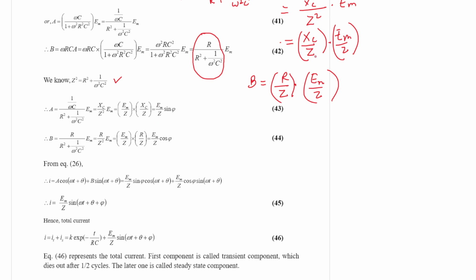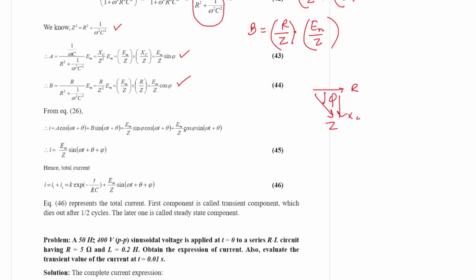Now XC by Z, previously from the power triangle, if this is R, this is XC and this is Z, and this angle is phi, then XC by Z is nothing but sin phi. So A becomes EM by Z sin phi. And R by Z becomes cos phi, so B is equal to EM by Z cos phi.